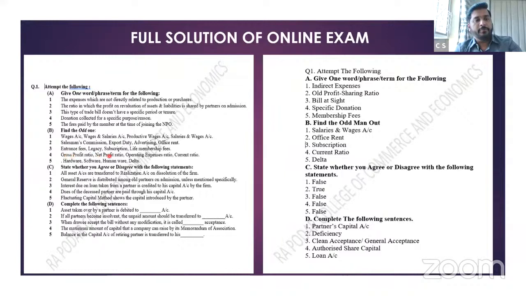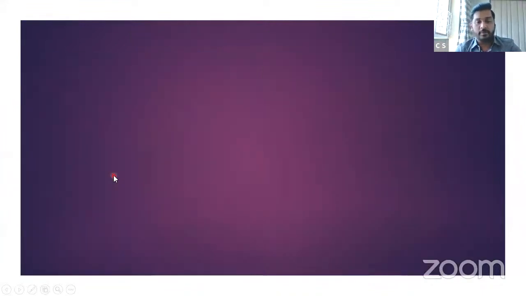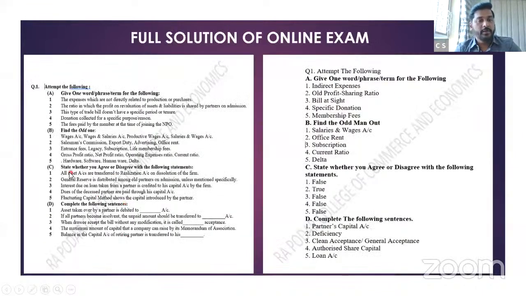Gross profit ratio, net profit ratio, operating profit ratio, and current ratio. All the first three ratios are income statement ratios, and the current ratio is a balance sheet ratio. Hardware, software, humanware, delta, there is nothing called delta, that becomes odd. The others are parts or components of a computer system.